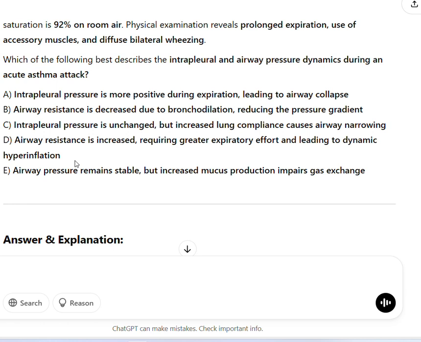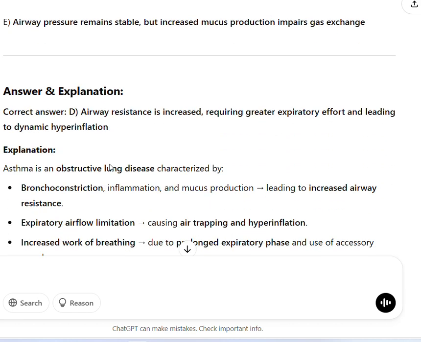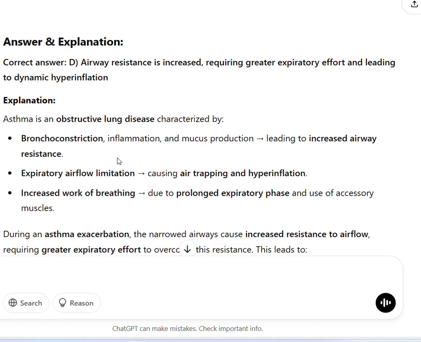D. Airway resistance is increased, requiring greater expiratory effort and leading to dynamic hyperinflation. E. Airway pressure remains stable, but increased mucus production impairs gas exchange. Answer and explanation. Correct answer: D. Airway resistance is increased, requiring greater expiratory effort and leading to dynamic hyperinflation.